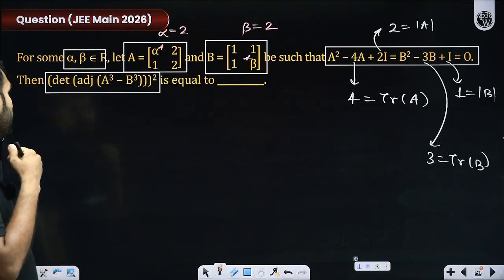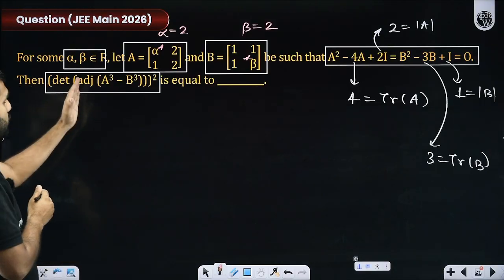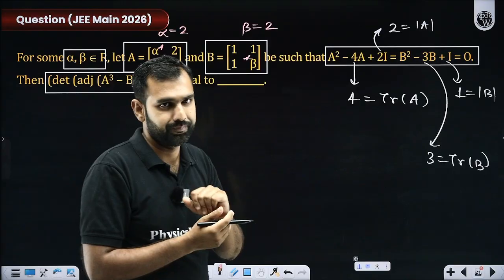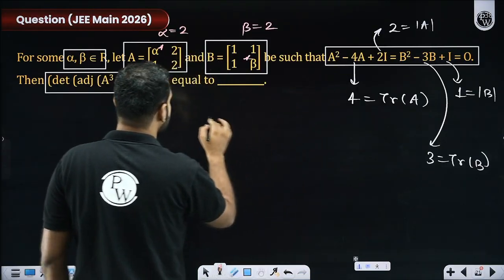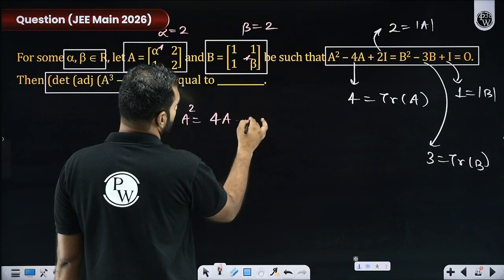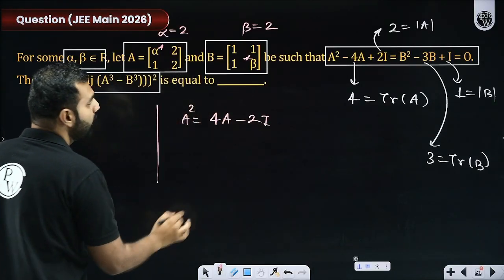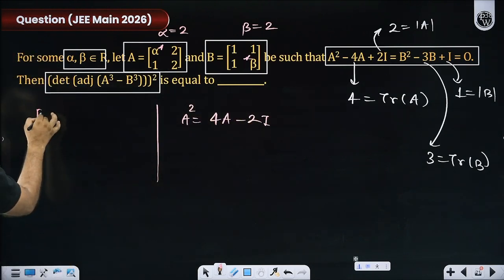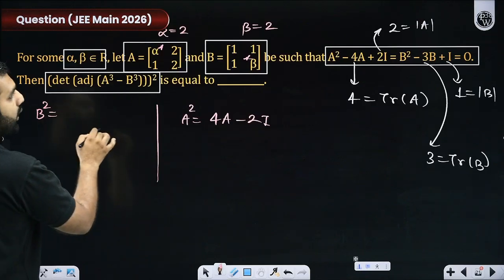Sir, we are asked the determinant of the adjoint of a cube minus b cube. Okay. Can you help me with a square? Sir, a square is given by 4a minus 2i. Yes or no? Can you help me with b square? Sir, b square is given by 3b minus i.